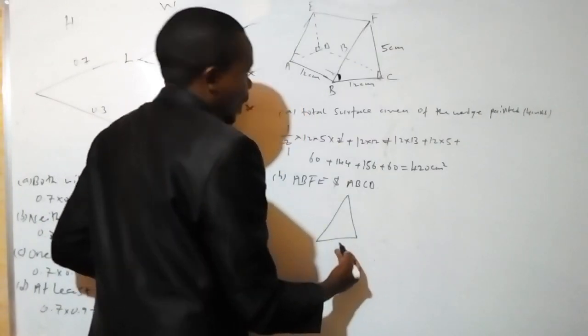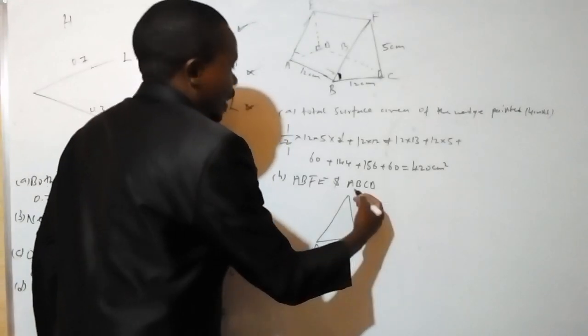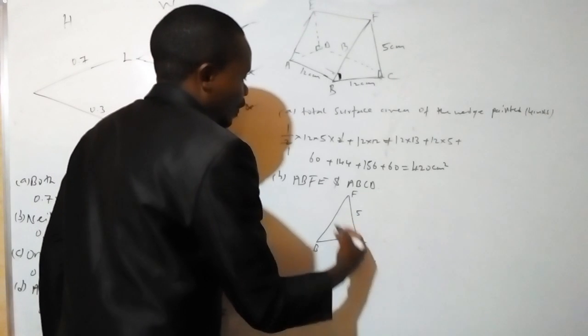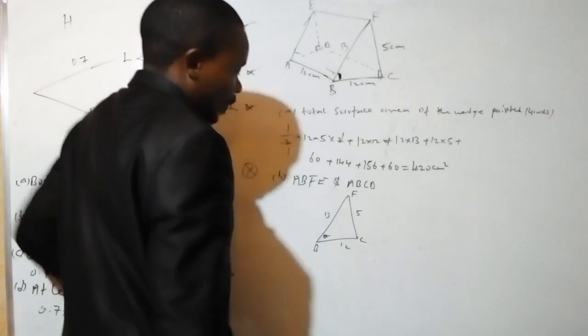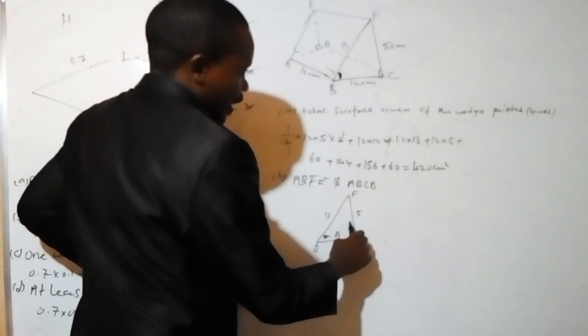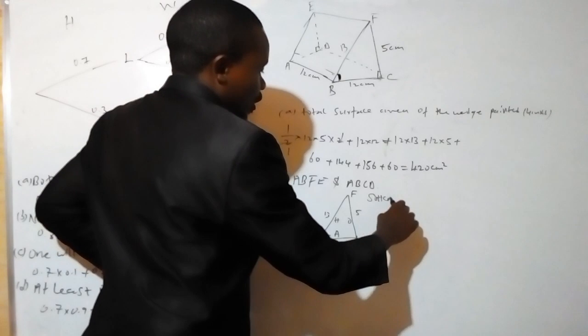This will be our B, C, F. Here we have 5, 12, 13. The angle they want is this. We can say the angle they need is this. You can have adjacent, this side is opposite, and hypotenuse. We are going to use SOHCAHTOA.